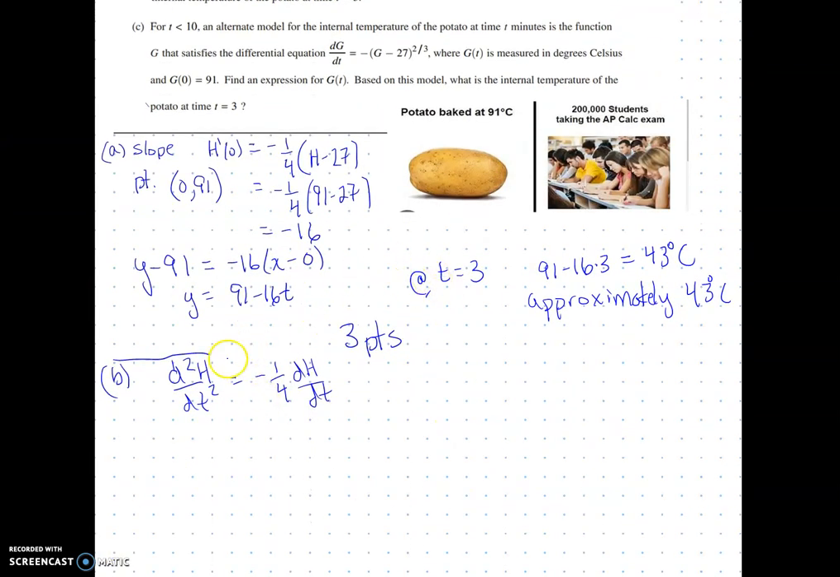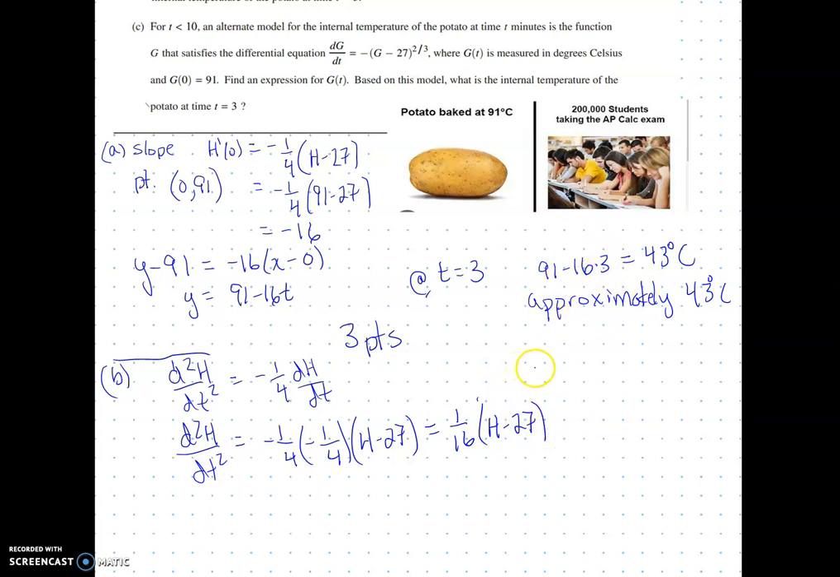But guess what? I know what dh/dt is. I have seen dh/dt. It has spoken to me. dh/dt is exactly what we were given up above. It's -1/4 times (h minus 27). And what that tells me is that the second derivative is always going to be positive. Why is it always going to be positive? Because remember, we were told up above that our temperature is always greater than 27. So this thing is always greater than 0.